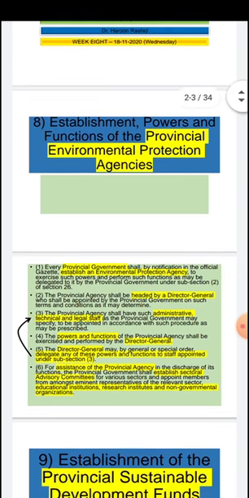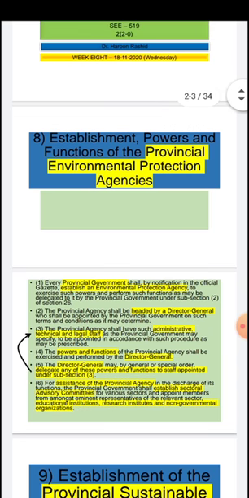Continuing with these sections, if you have a look at section number 8, it is about the establishment, powers and functions of provincial environmental protection agencies. Earlier in the previous lecture we studied the establishment of a federal agency, and now we are talking about provincial protection agencies. Environment is a provincial issue. It falls in the provincial domain, because environmental behavior is changing from place to place.